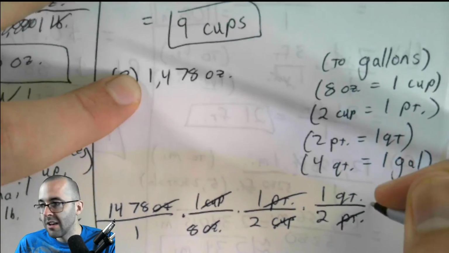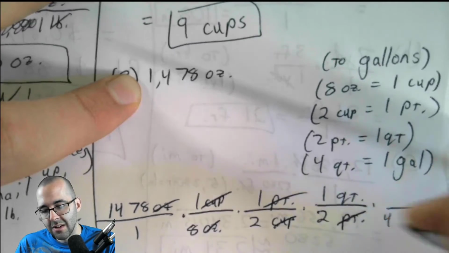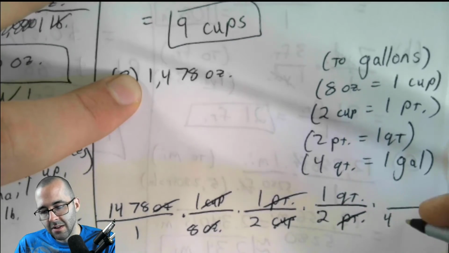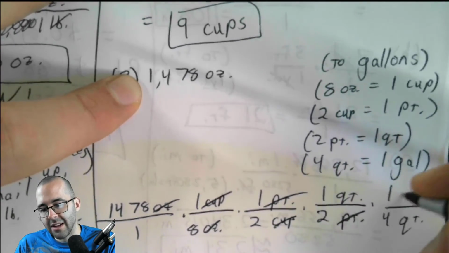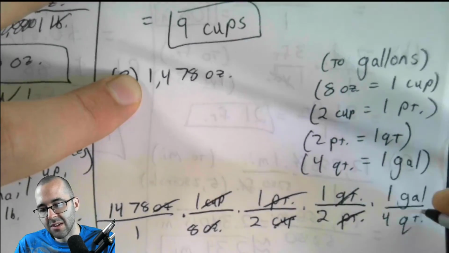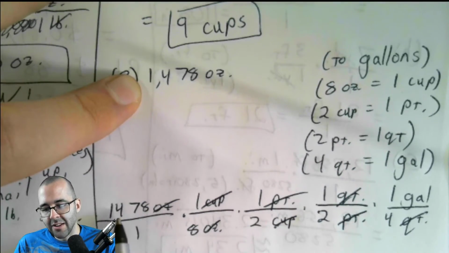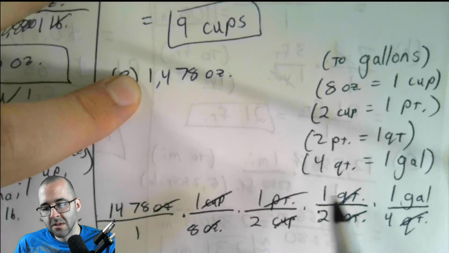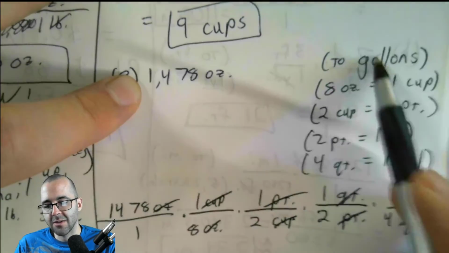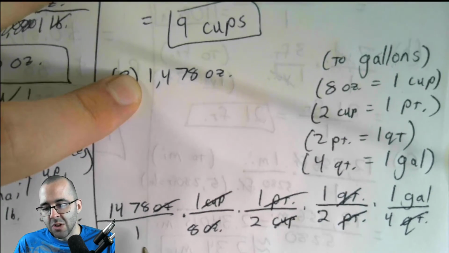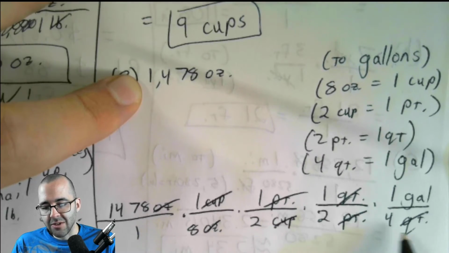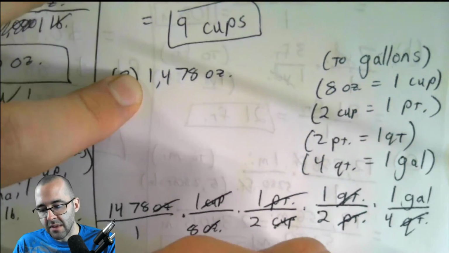Good. And last one, 4 quarts is 1 gallon. And the quarts cancel. So if we did this right, on the top we should have only numbers and then gallons, because we want gallons. On the bottom we should have only numbers. Everything else should have canceled. And that's exactly what we have.